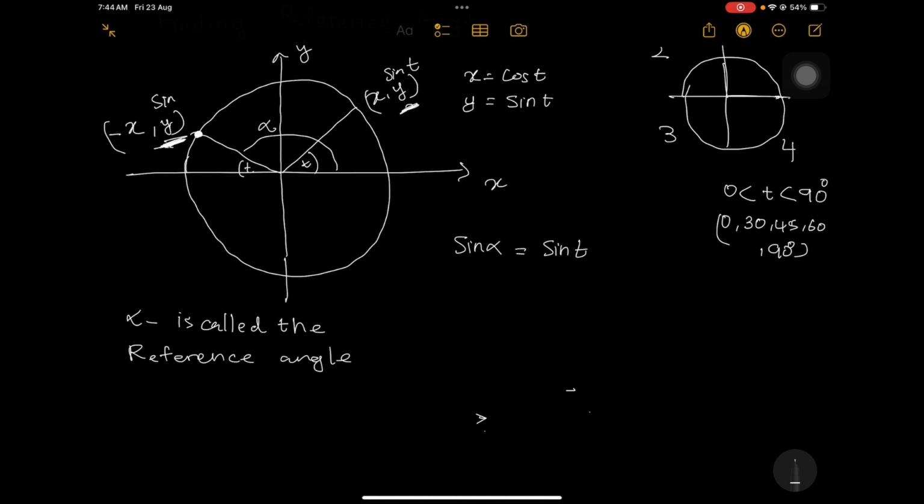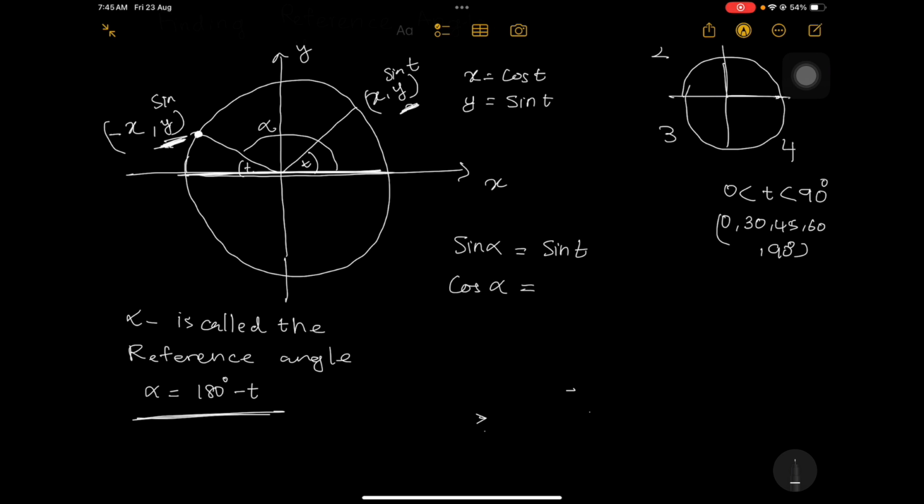We can write alpha as 180 minus t, this is the horizontal line, right? So we can write alpha in terms of t. So sin alpha is going to be sin t, the same value as sin t, because it's in the symmetric way. And what about cos alpha?